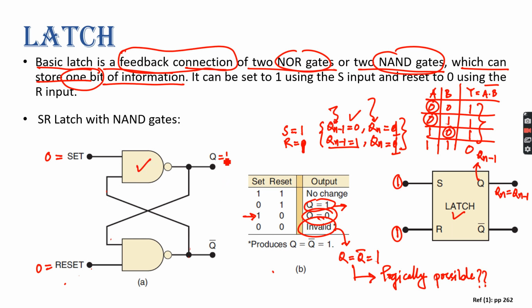So this NAND gate output will be 1, and this NAND gate output will be 1 as well. So in this condition your Q and Q bar will give you the same output, that is 1, which is logically not possible, right? Yes, sir. So whenever you are using a NAND latch, we have to make sure that we are not using this condition. Is that clear? Yes, sir.